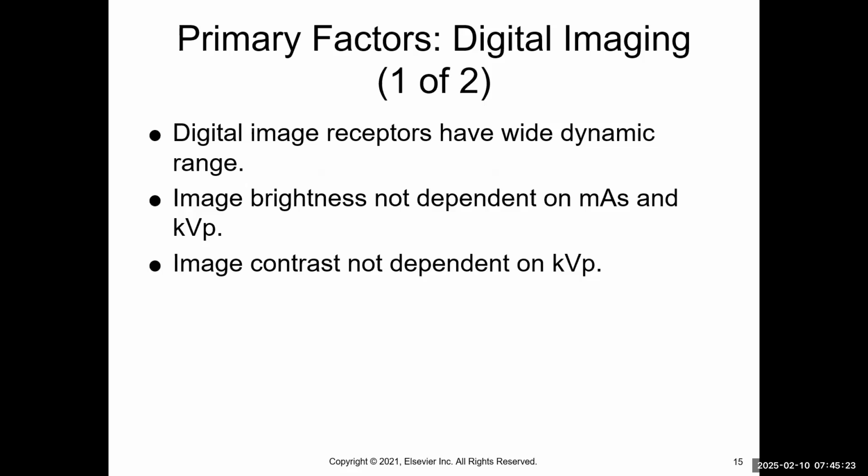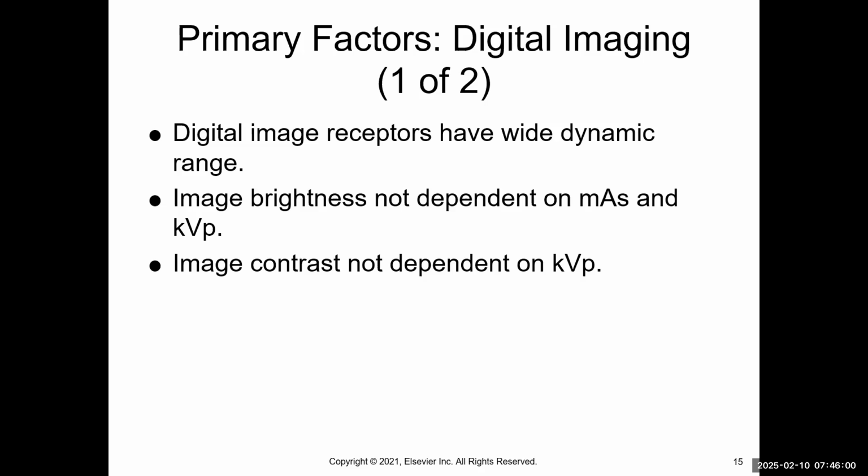It just means that your digital receptors have a wider range that gives you an appropriate patient dose and a good quality image as compared to film. Okay, so with film, it was much more narrow. In other words, with film, you had to be much closer with your techniques to have a quality image than you do with digital.